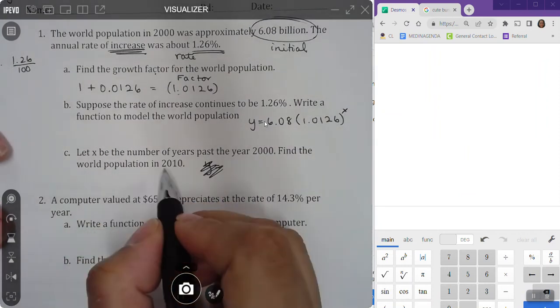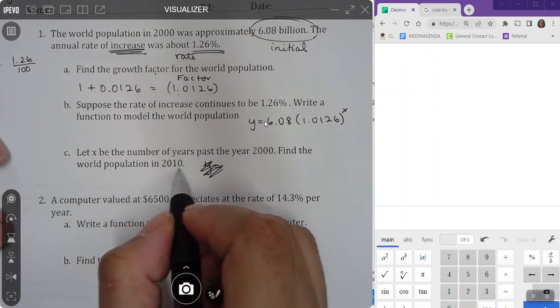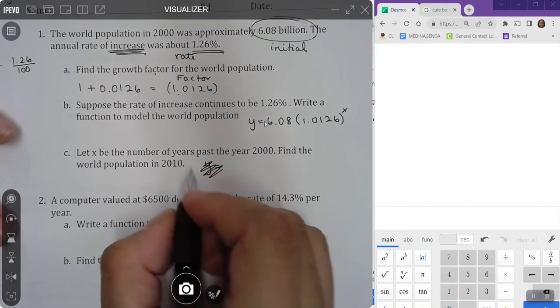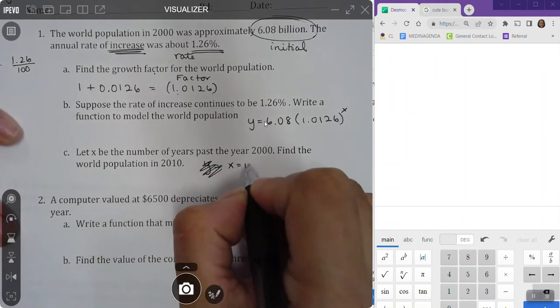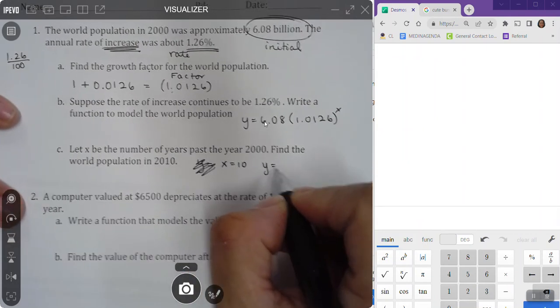Now, let x be the number of years past the year 2000. Find the world population in 2010. So if it started in 2000, 2010 is 10 years later. So that means that x equals 10. All right, and so we substitute it in.